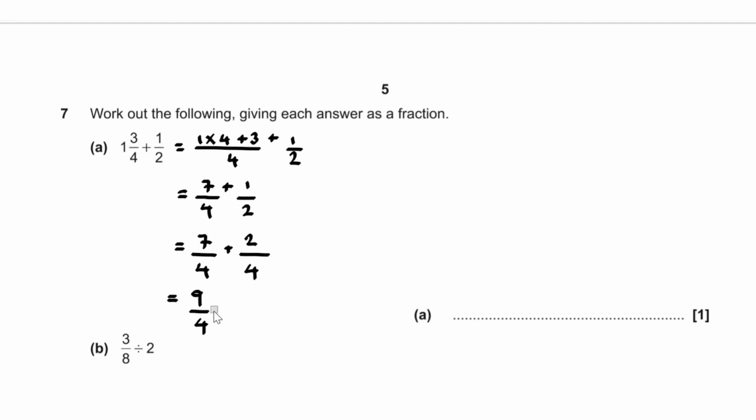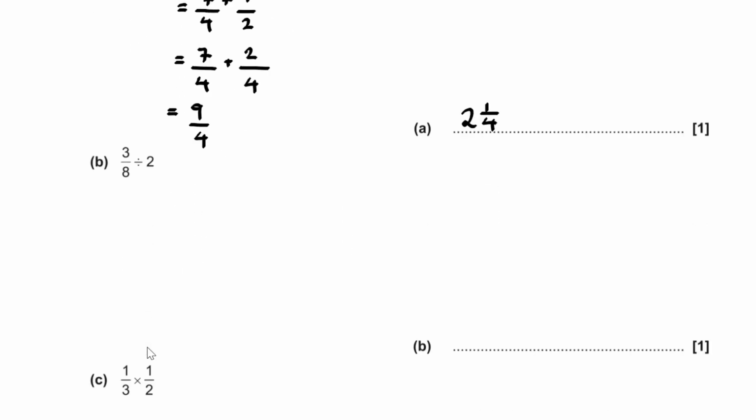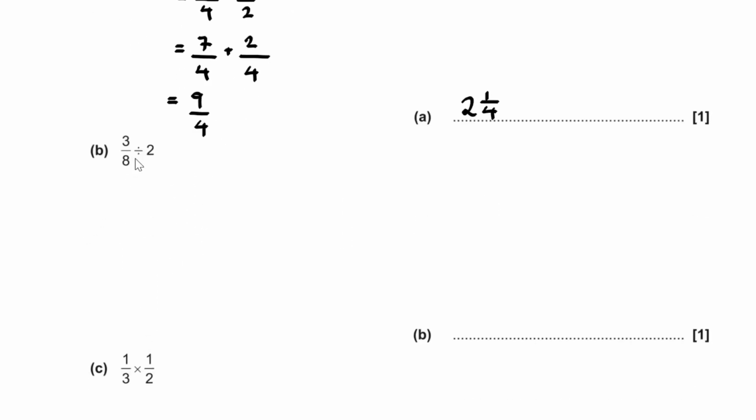So we have here 9 over 4, which if you want to write that as a mixed number, well, 4 goes into 9 2 whole times, and what's left over is a quarter. So we have 2 and 1/4. And then for part B, we have 3/8 divided by 2. Well, this here is equal to 3 over 8 times by 1 over 2. So we've got 3 times by 1, which is 3. 8 times by 2, that's 16. And therefore we have 3 over 16.